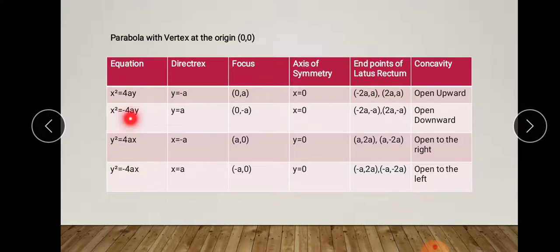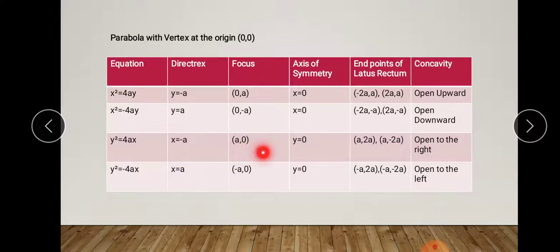Second, x squared equals negative 4ay. The directrix is y equals a, and the focus is at the point 0, negative a, and the axis of symmetry is x equals 0. And the endpoints of latus rectum are negative 2a, negative a, and 2a, negative a, and the concavity is open downward.